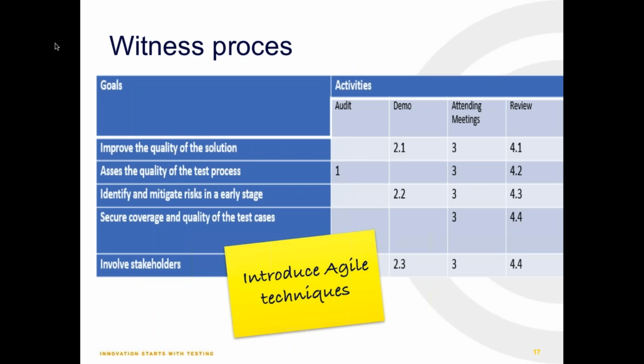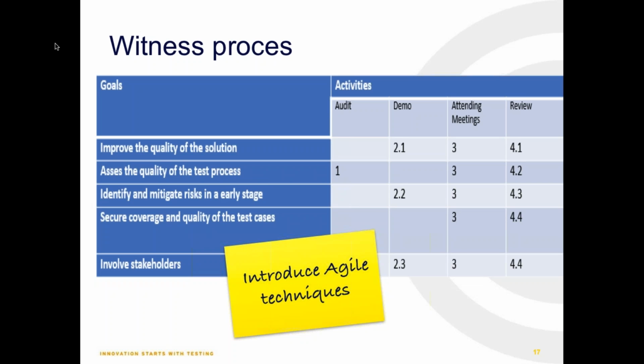And this time we had a witness process where we had some goals, like improving the quality of the solution, assessing the quality of the process, of course identifying and mitigating risks in the early stage, looking at the coverage and quality of the test cases, and involving stakeholders. And we introduced some agile test techniques without even calling them agile. For instance, we had demos where the supplier who used to be in a silo was sitting with the stakeholders and they were discussing what they wanted to see next. So that worked great.